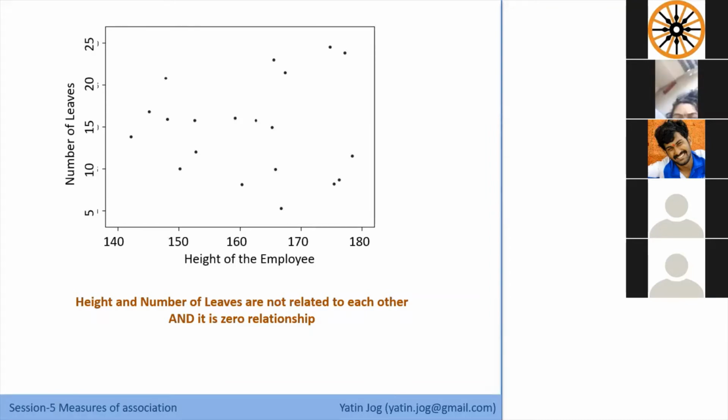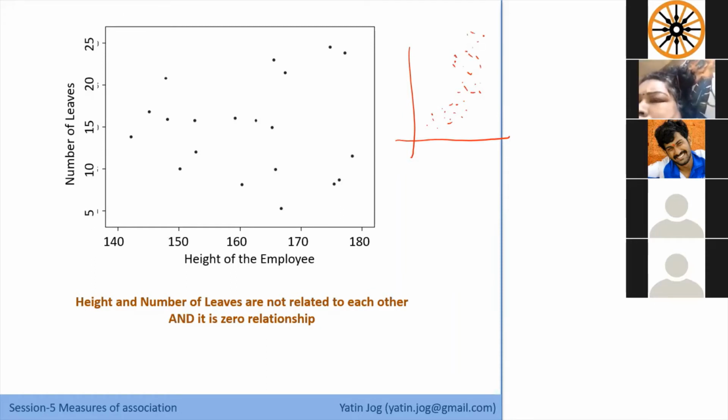Suppose in some case you find a relationship something like this. For example, if I try to draw a relationship, these are my data points, suppose. Now for these data points, can I fit all the data points using a straight line? No. What I have to do is draw a curve, an exponential curve. So this becomes a non-linear relationship. This is not a linear relationship.